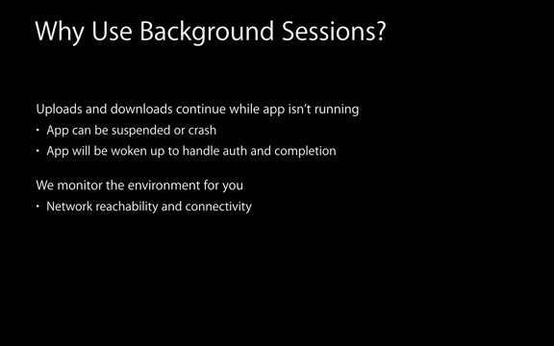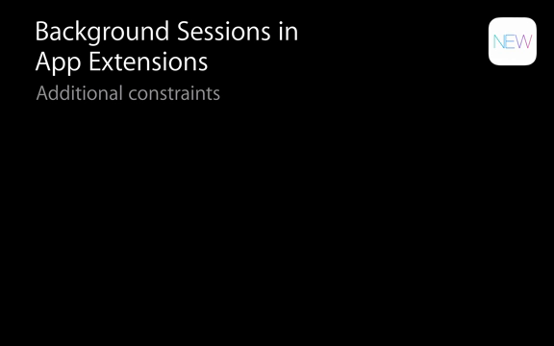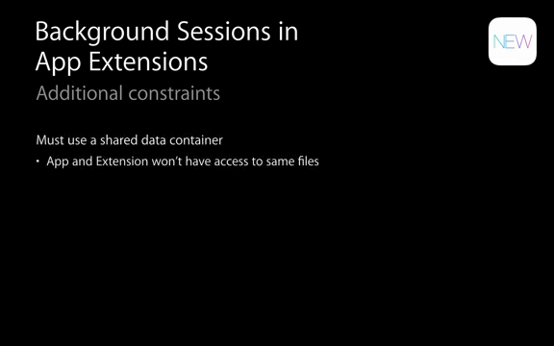And this leads us to a couple constraints when using background sessions and app extensions. The first is that in order to use a background session in an app extension, you need to use a shared data container. The reason for this is that by default, an app and any extensions that it ships with are in different data containers and won't have access to the same sets of files. But in Xcode, you can create an application group using the Capabilities tab. And if you create an application group, you can tell us the identifier of that app group, of that group container, and we'll download into that container. And I'll show you how to do that momentarily.